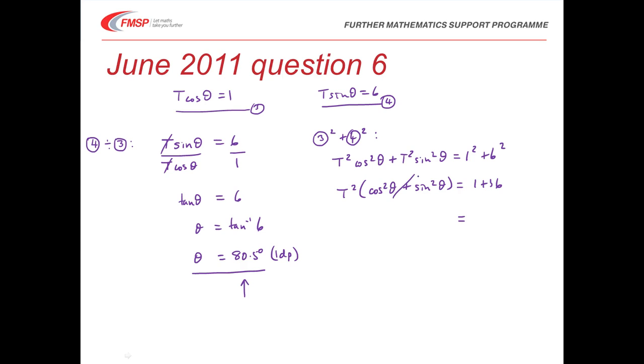Well, as I'm sure you know, cos squared plus sine squared equals 1. So the left hand side is just t squared times 1, just t squared. So t squared is 37, t equals the square root of 37, and given that the square root of 36 is 6, this must be just a bit bigger than 6. In fact, it's 6.08 newtons to 3 significant figures. And there we go, we found theta and t, and that concludes the first question.